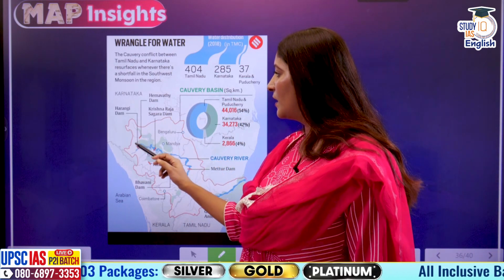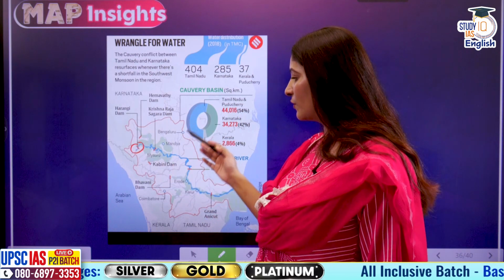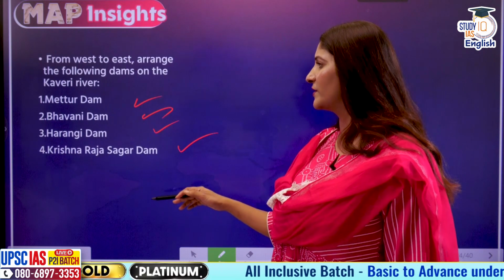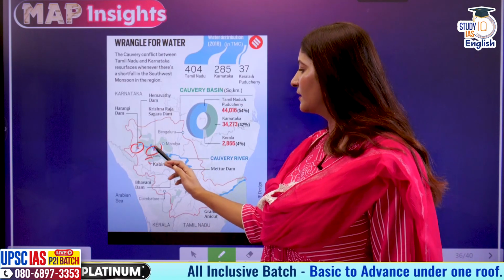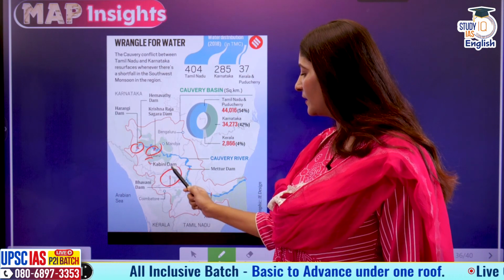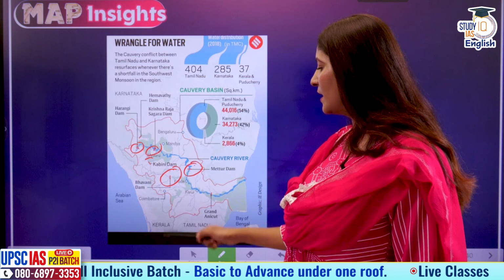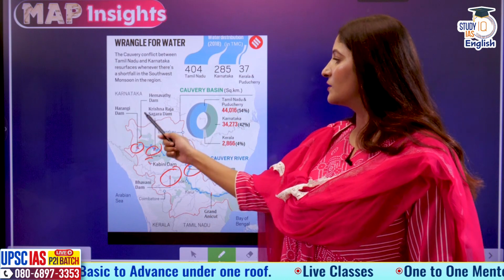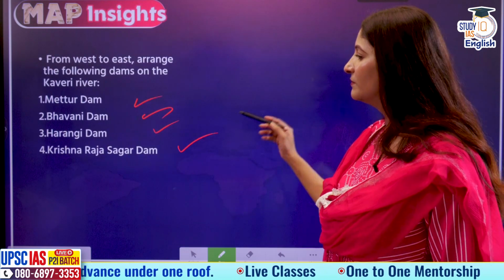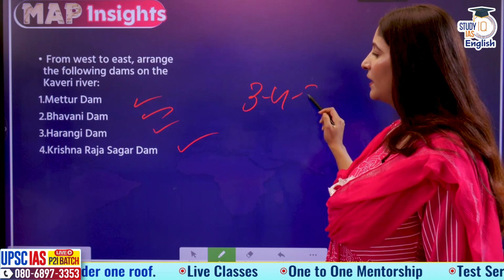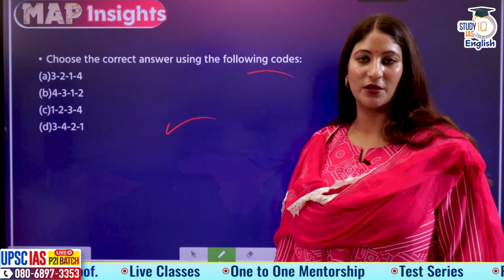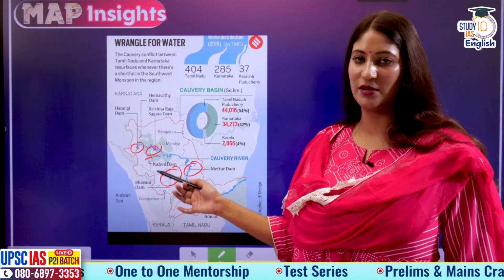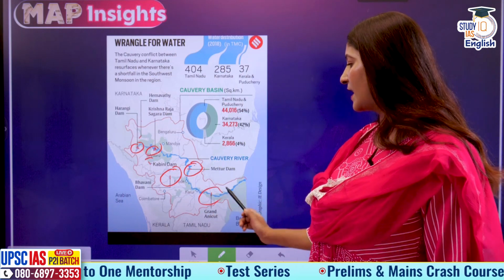So here is the Harangi Dam over here. West to east we have to go. Then I think Krishna Raja Sagar Dam is over here. Kabini wasn't asked in this question, right? So Harangi is here, then Krishna Raja Sagar Dam, then here is Bhavani Dam, and finally Mettur Dam. Even if it is on its tributaries, it will be considered a part of the Kaveri river system. So Harangi, then Krishna Raja Sagar, then Bhavani, and then Mettur. 3, 4, 2, 1 will be the correct answer. Option D here is the correct answer. There are other important dams as well. So if it is asked in your examination, make sure you remember it. Here is the Grand Anicut as well.